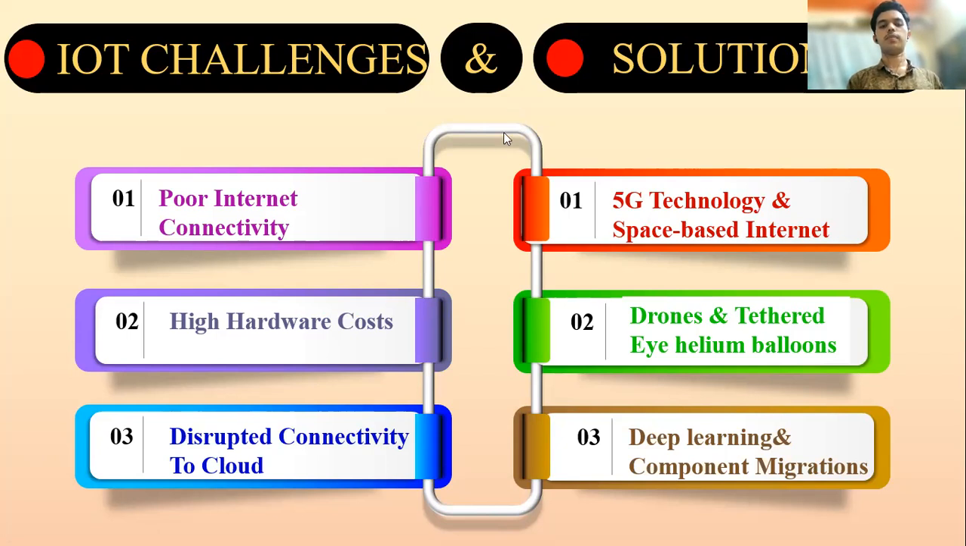Next is disturbed connectivity to the cloud. The connectivity may be disturbed due to the online transfer of information, and so we may not get a particular product. So many industries are planning to make this connectivity offline. The companies are planning to implement offline technologies by using deep learning and component migration technologies.